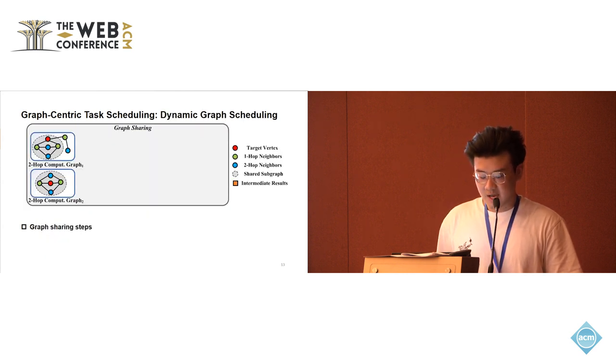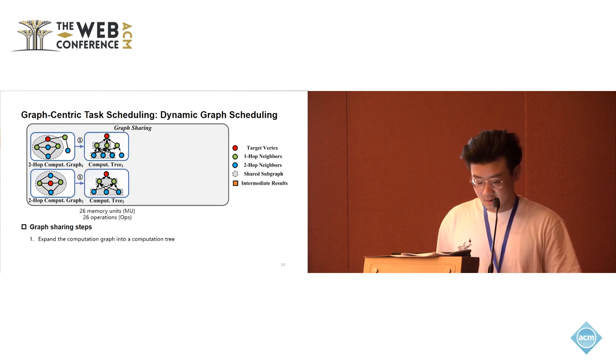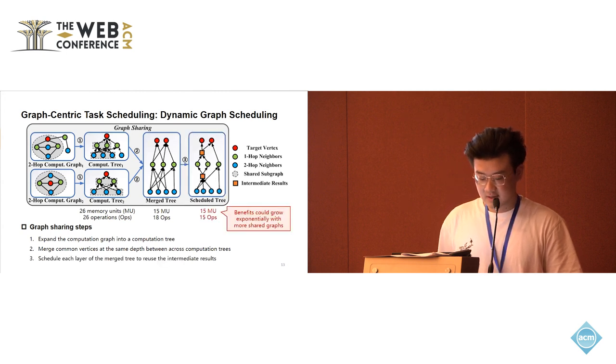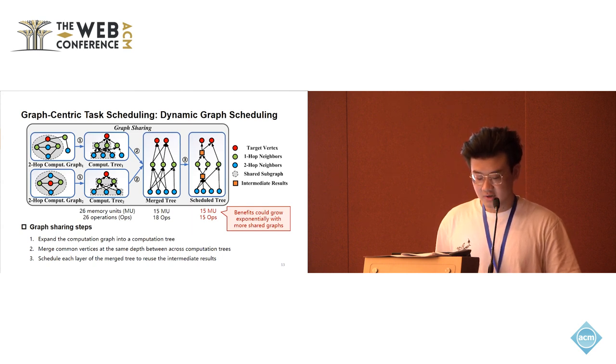When requests are batched, organizing graph sharing to reduce the redundancy is necessary. First, we expand the computation graph into a computation tree. Second, merge common vertices at the same depth. Third, schedule the scheduler to reuse the intermediate results. The example shows a significant reduction in redundancy. The benefits could grow exponentially with more shared graphs.